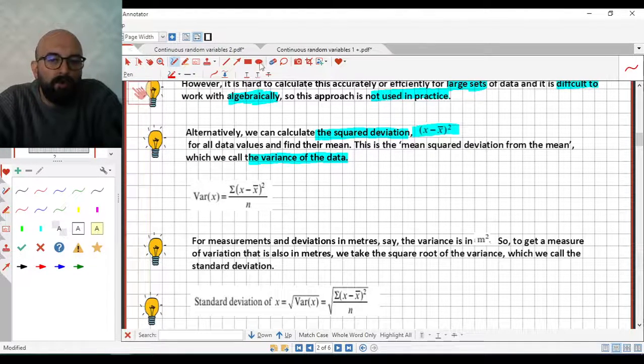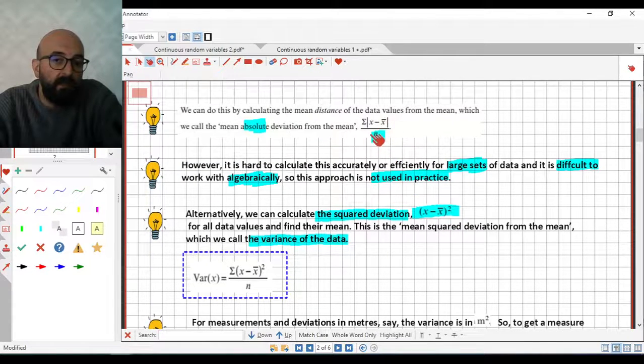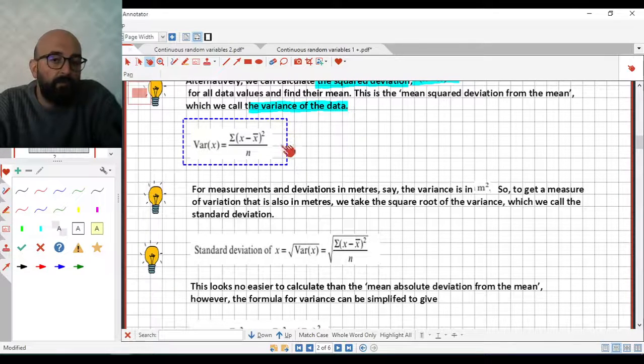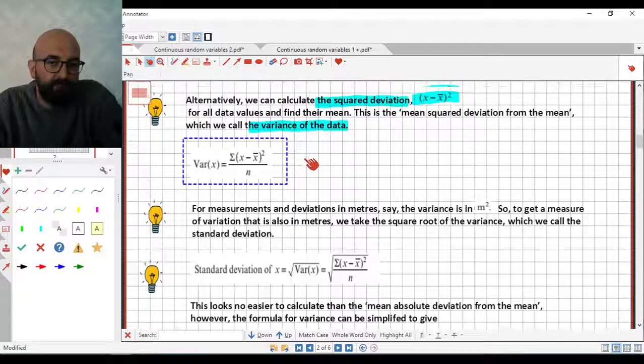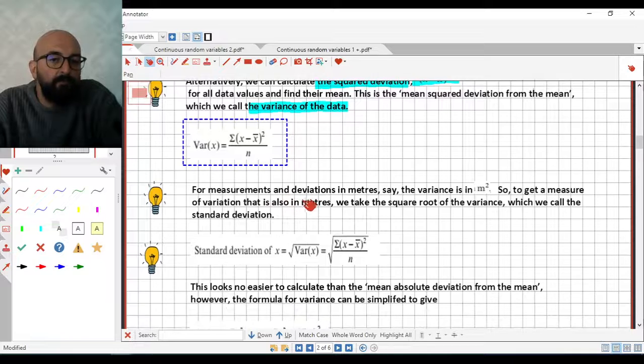Now if we want to work out the variance, we should use this formula instead of the absolute formula, because the absolute formula is not useful for large data and is difficult. Our formula for variance is the square deviation.